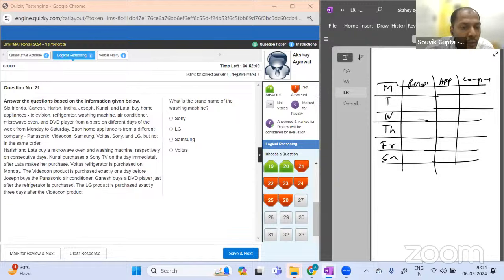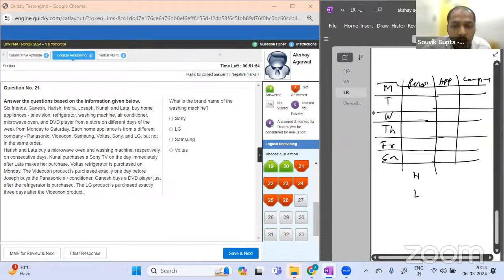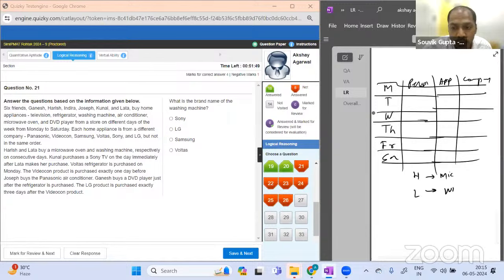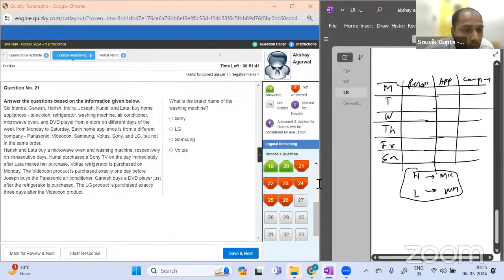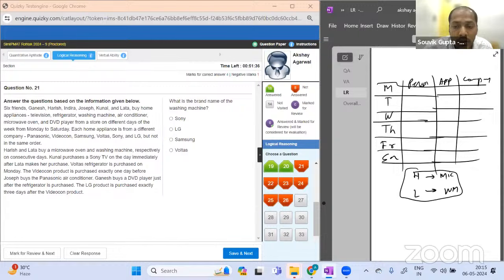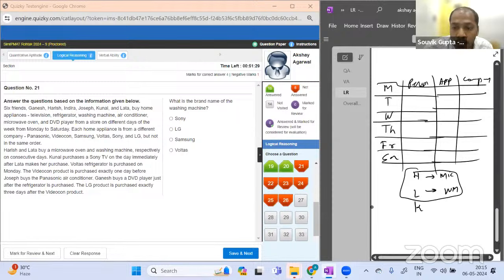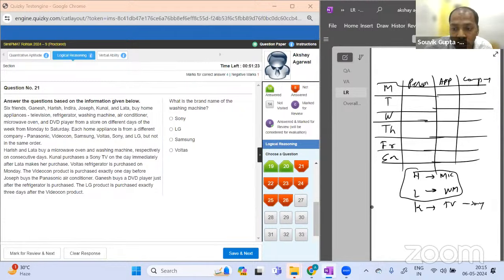Harish and Lata buy a microwave oven and a washing machine, respectively, on consecutive days. So H and L, microwave, washing machine, this I need as a pair. Kunal purchases Sony TV on the day immediately after Lata makes her purchase. Okay, good that I've got the order now. Lata, so Kunal purchases TV of company Sony.